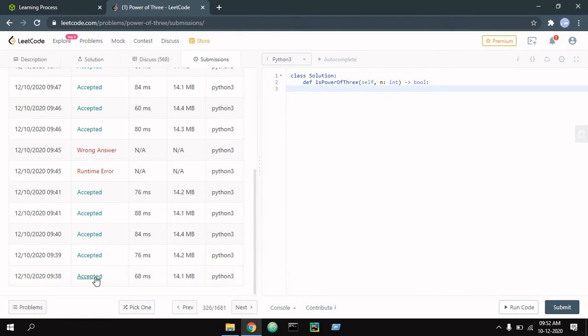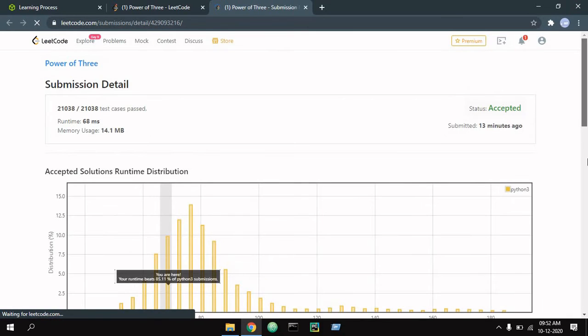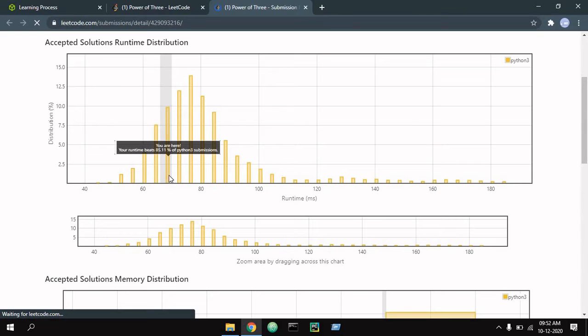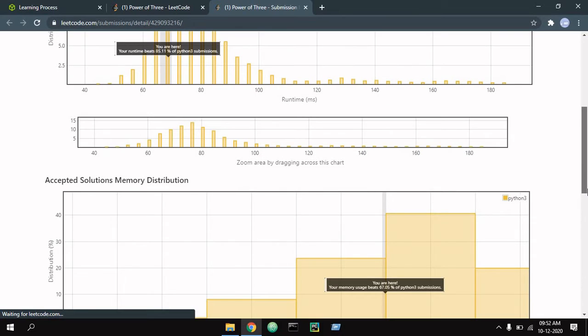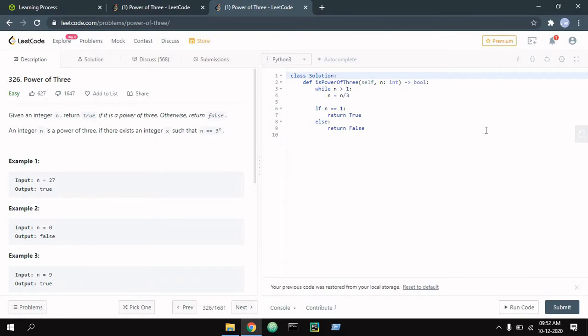First I will show you the easy way to do it, then the best way to do it. The easy way, which I got 85% in speed and 67% in memory. In this method we are using the property that if n is 3 raised to x, then we can divide by 3 till n is 1.